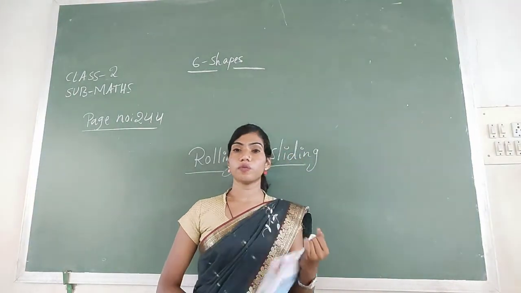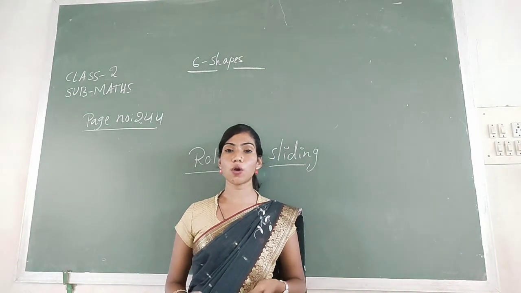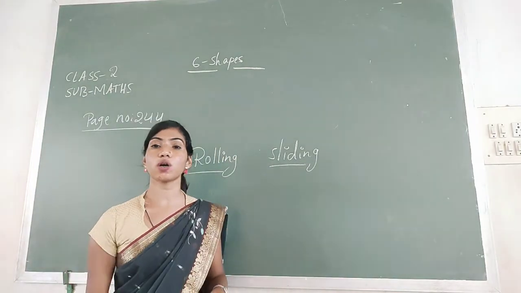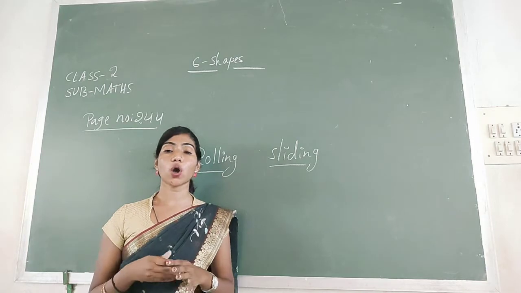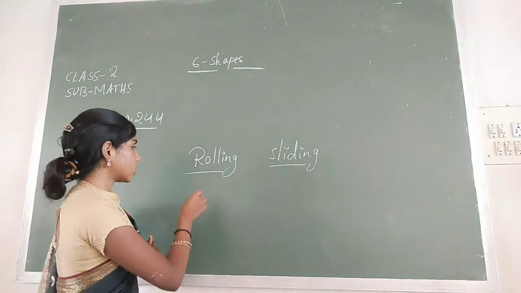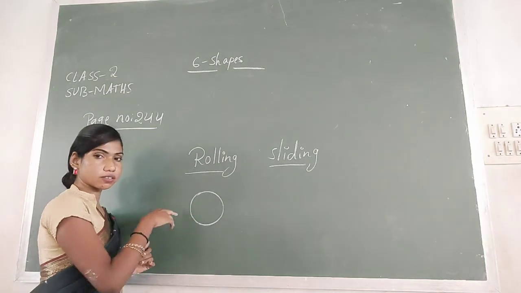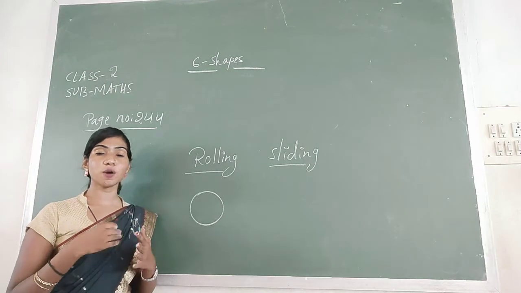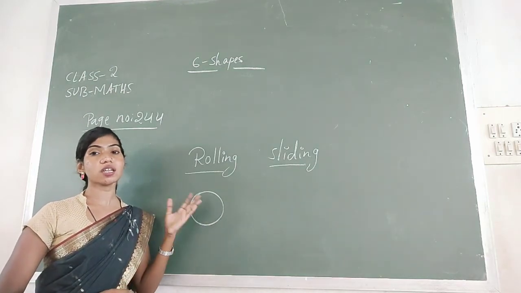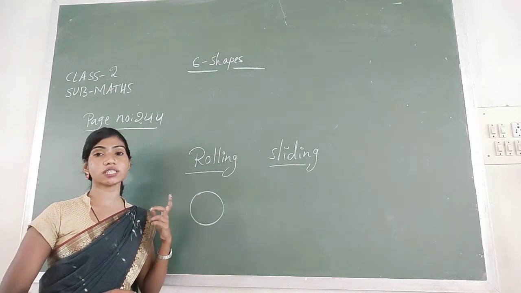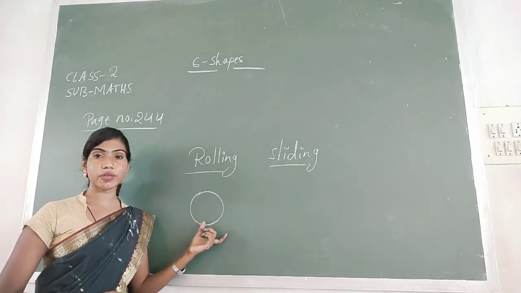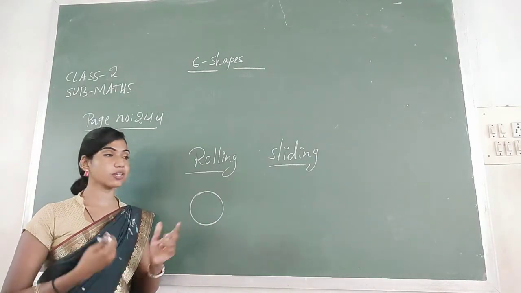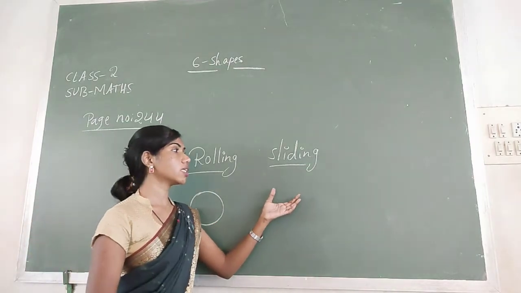The shapes which have round faces or curved faces. Which shapes are round or have curved faces? Those shapes move by turning their bodies. The shapes which are round in shape or have curved faces move by turning their bodies. That we call rolling. Then sliding.